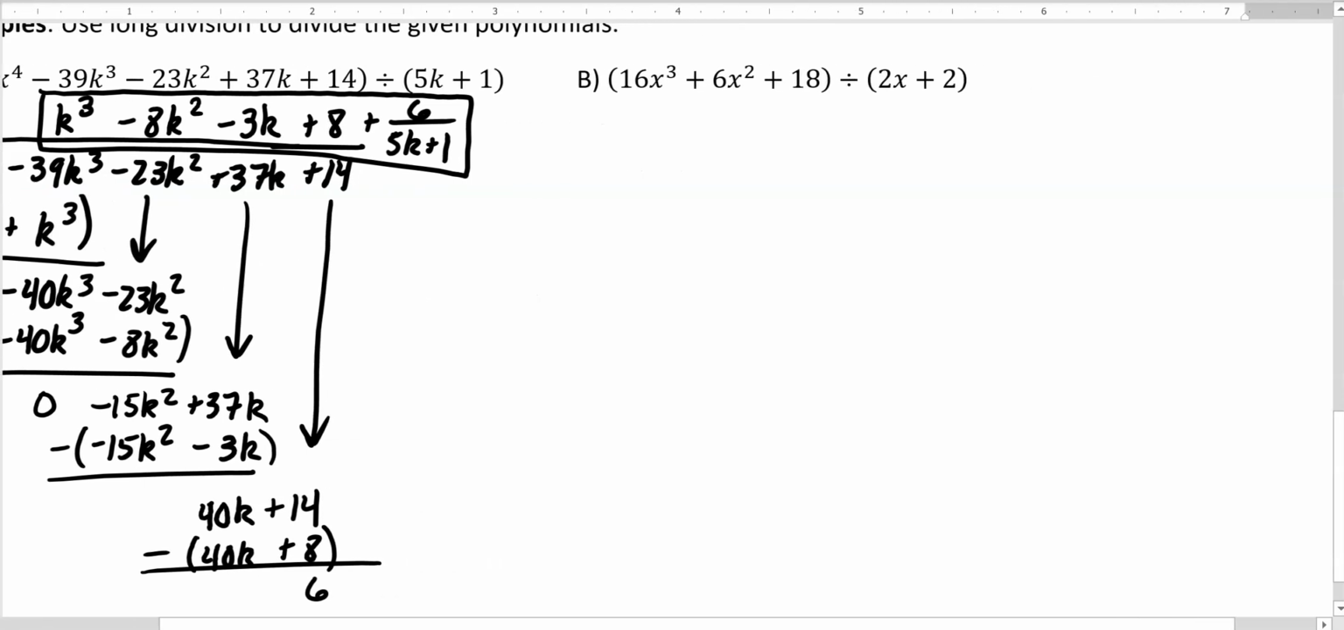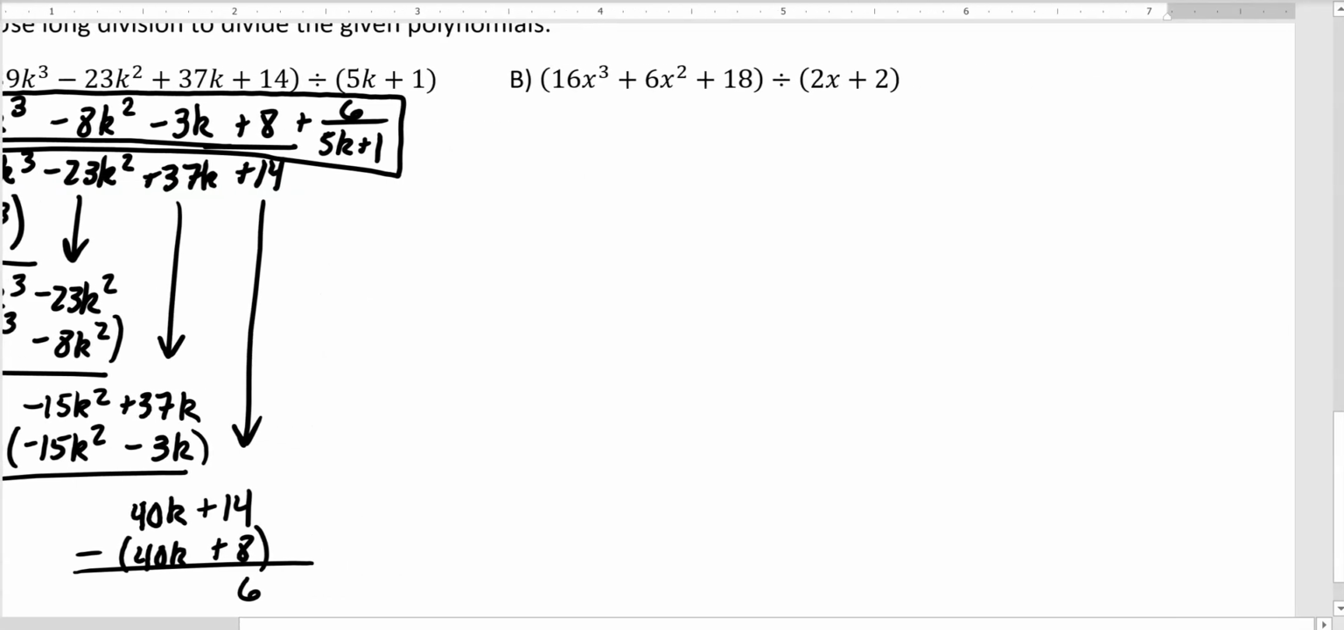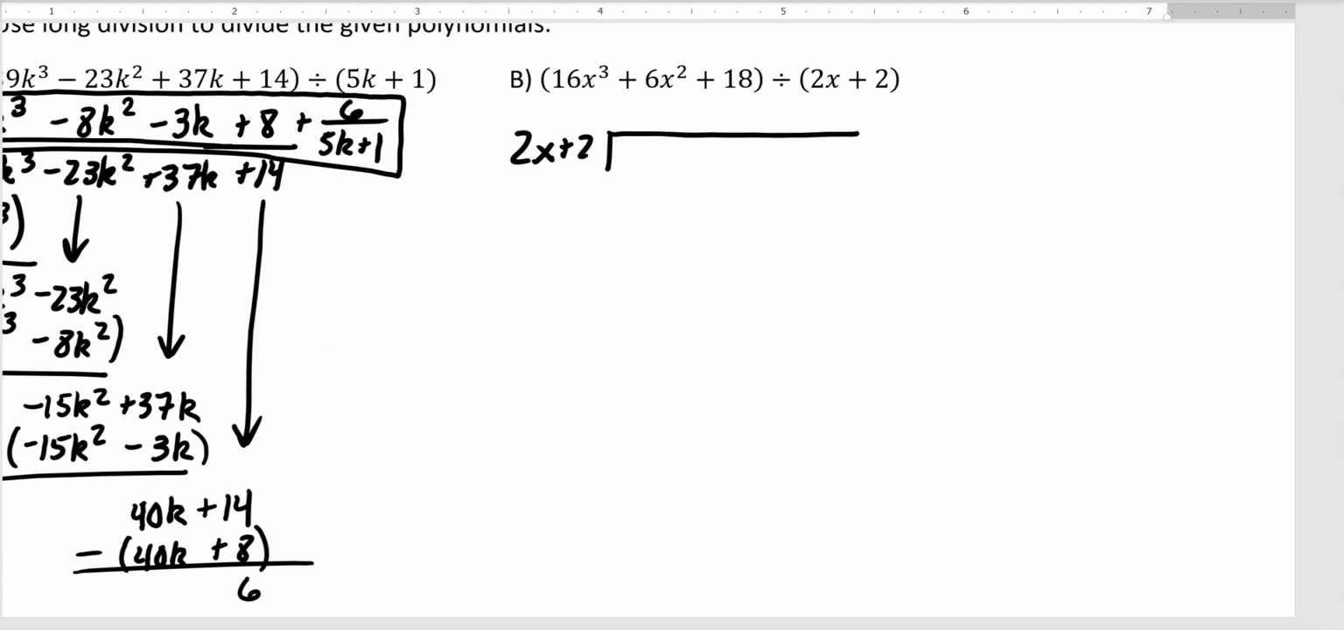Now notice here, we are in standard form, and that's great. But we are not with all of our terms. So what I'm going to do here, we are missing our linear term. So I'm going to say plus 0x, right? I'm going to fill in that gap, and then we have our plus 18. And that way we have third degree, second degree, first degree, and our constant. And then we repeat, it's the same process that we just did.